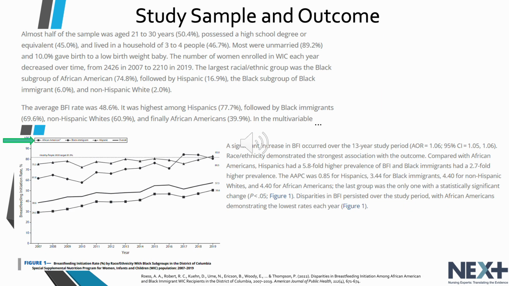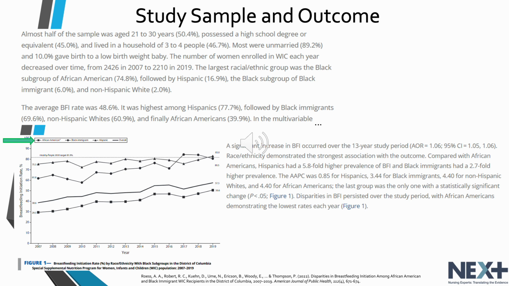These investigators conducted a secondary analysis of WIC program data to estimate differences in breastfeeding initiation rates between African Americans and Black immigrants enrolled in the District of Columbia WIC program between 2007 and 2019. The text above the chart is the first paragraph of the results.